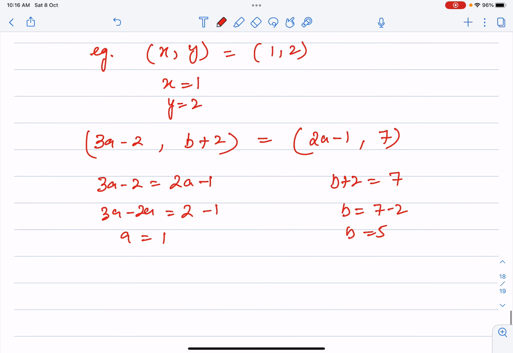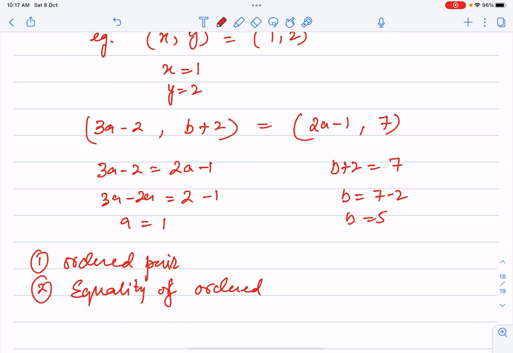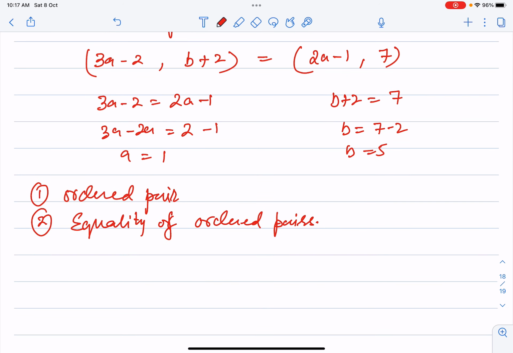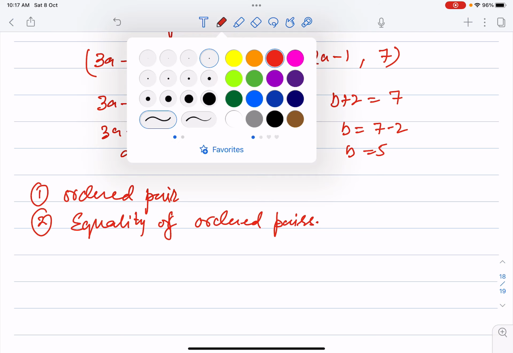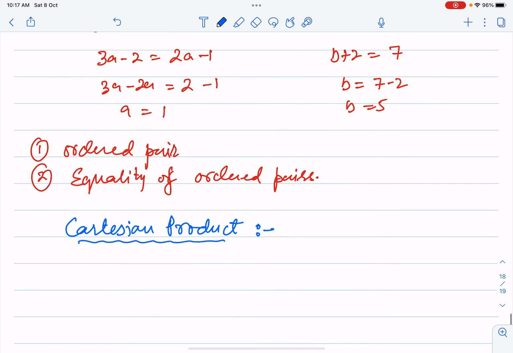So what we have read till now is, first, what an ordered pair is, and second, the equality of ordered pairs. Now we come to our main topic, that is Cartesian product. And after Cartesian product, we will start with the term relation, right?